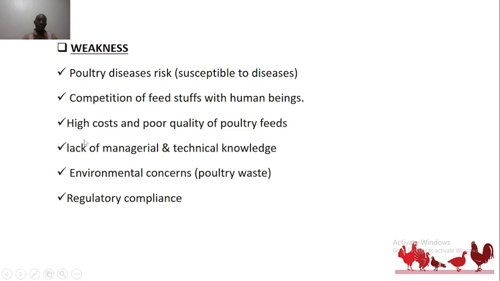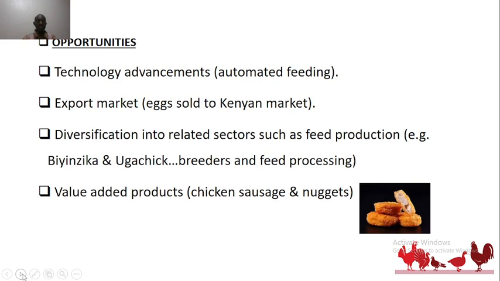Another weakness is lack of managerial skills and technical knowledge. Most farmers don't know the technical bit of rearing poultry. For example, in feed mixing and in biosecurity, people lack the knowledge, and you find they always make losses. This is also a weakness for the poultry industry. Then you have environmental concerns, for example poultry waste. If you're within the urban centers, you face a challenge of where to dispose of your wastes. This is also a weakness for the business.